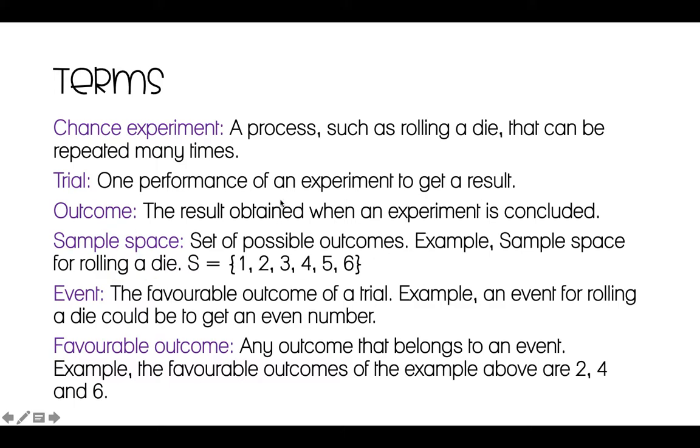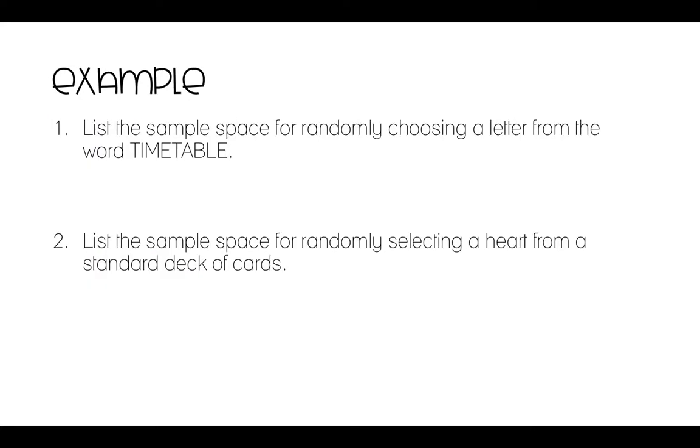Then we have the event, which is the favourable outcome of a trial, so what we want to achieve. So an example of an event for rolling a dice could be to get an even number, so what is our answer that we're looking for? And then we have our favourable outcome, so any outcome that belongs to the event. So what do we get, does it belong to the event? So for example, an event for rolling a dice could be getting an even number. So what are the chances of obtaining an even number? And the favourable outcomes are the possible outcomes we could get that we would want, which is 2, 4, or 6.